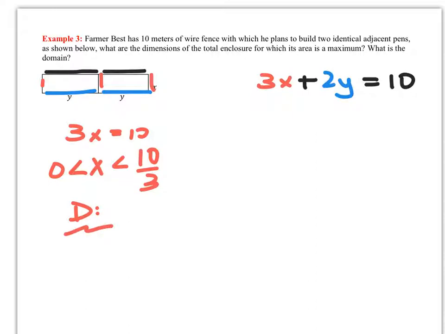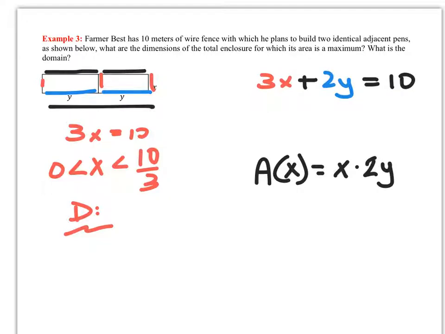Okay, but what we're trying to maximize is area in terms of x. So area of this in terms of x would be width times length, and the length is 2y. Alright, so here's our width, here's our length. If we find the area, we get 2y.